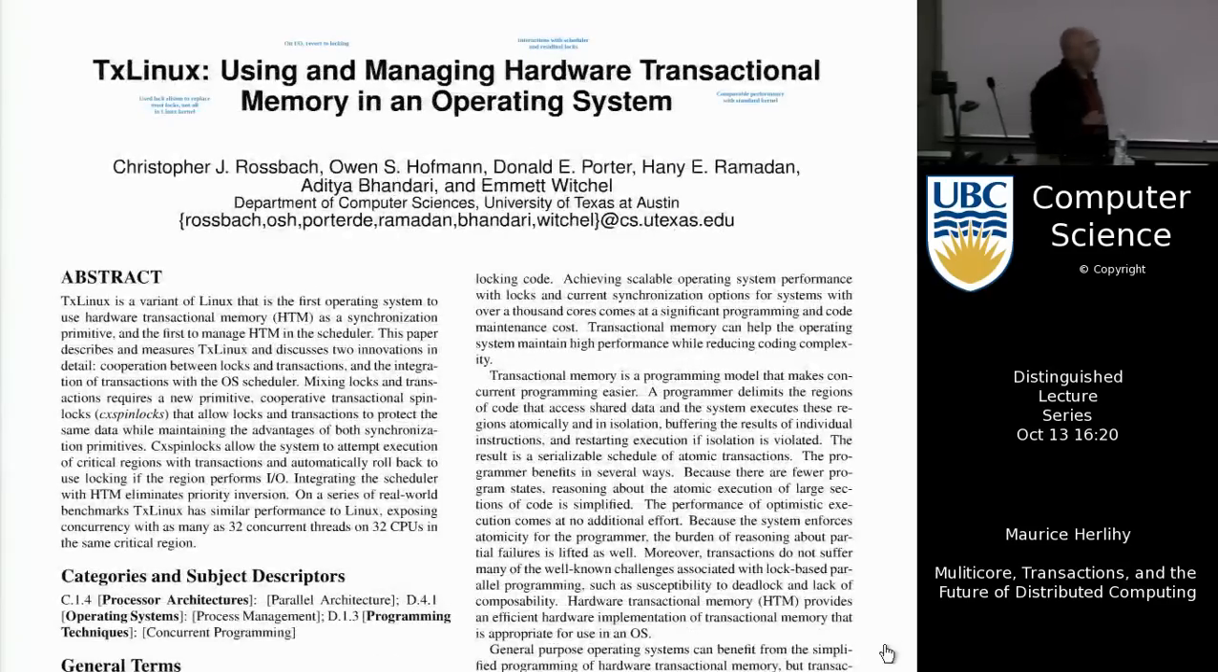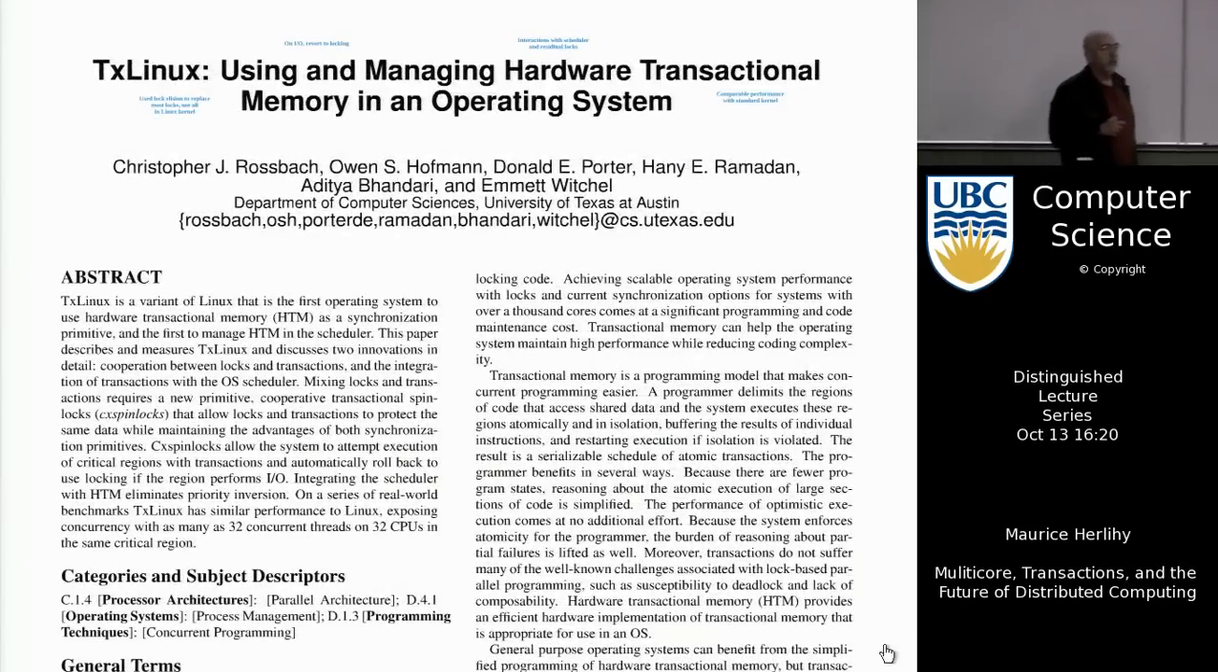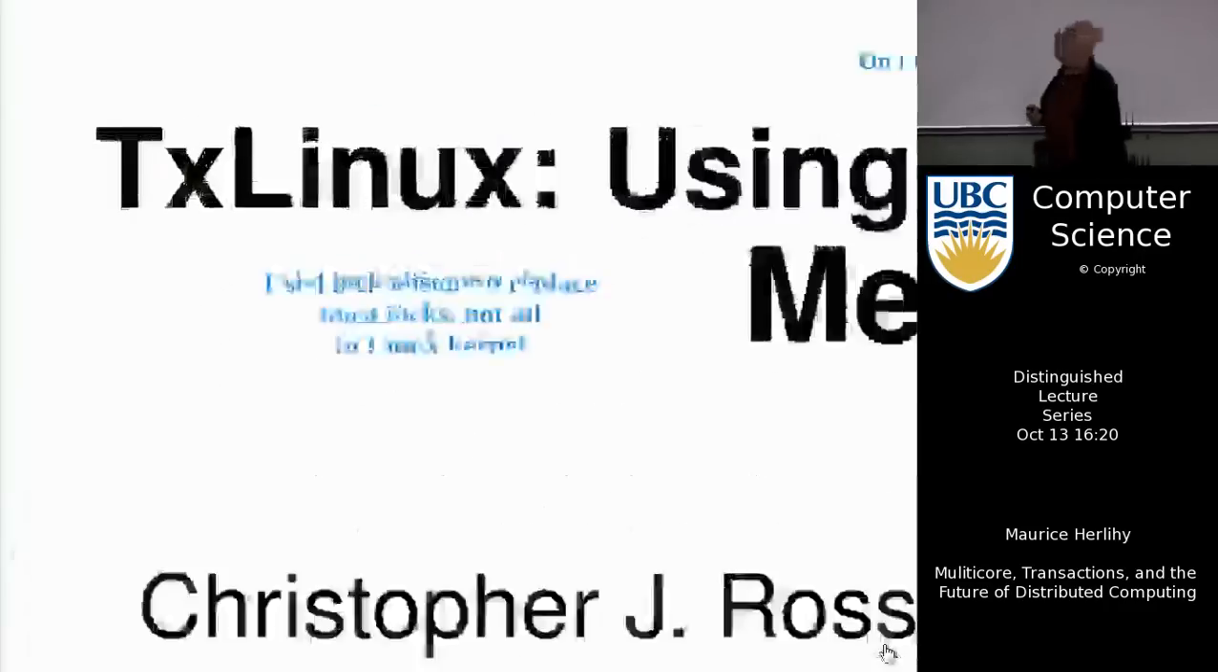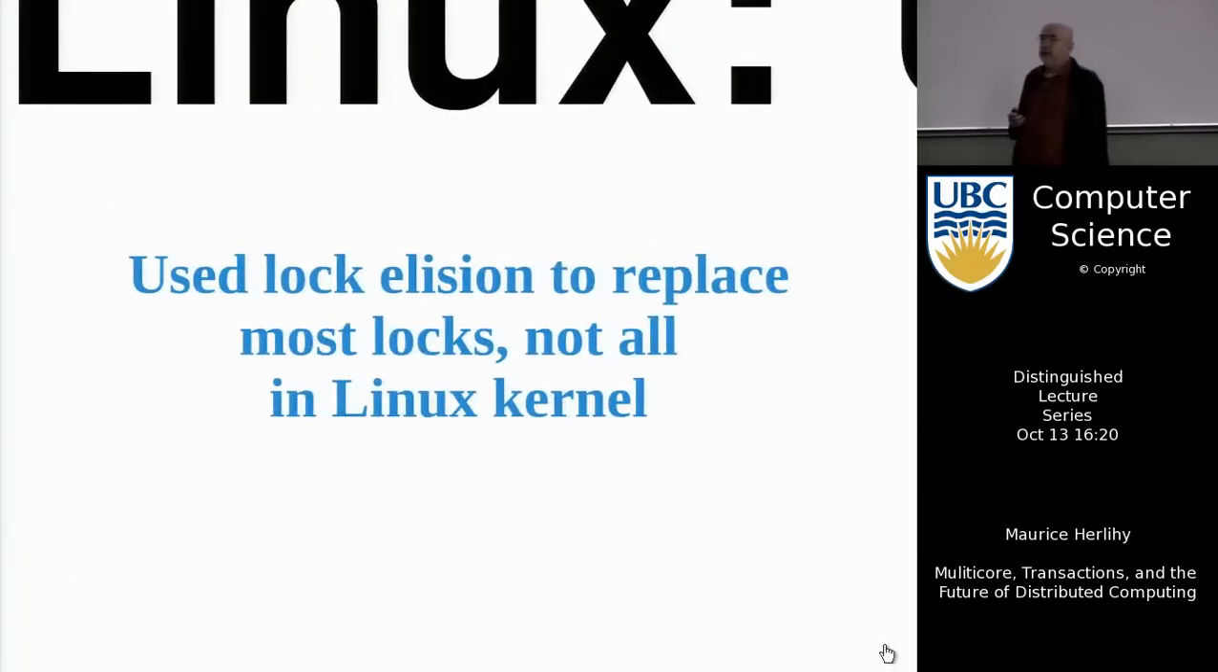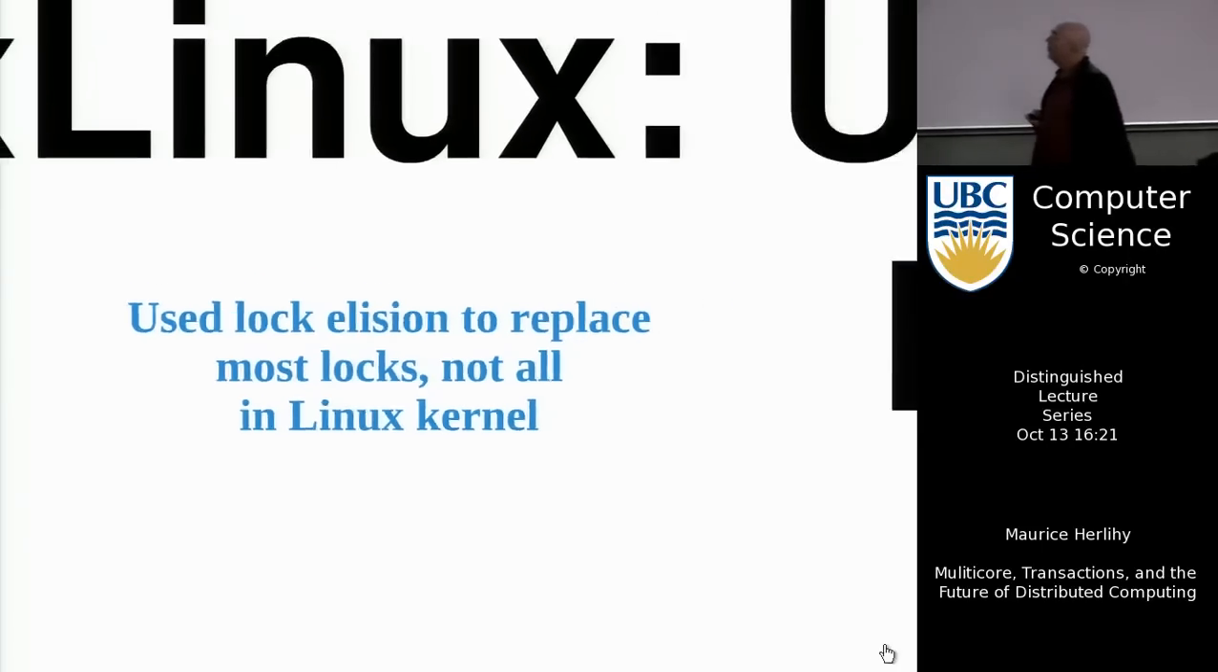Another issue here is there's a group in Texas that went through and used transactions to restructure the Linux kernel. What they did was use lock elision. That is, they would replace critical sections with speculative transactions. For most locks, not all, some locks would be acquired by one thread and released by another thread, and that was too hard. But the vast majority of locks were pretty straightforward.